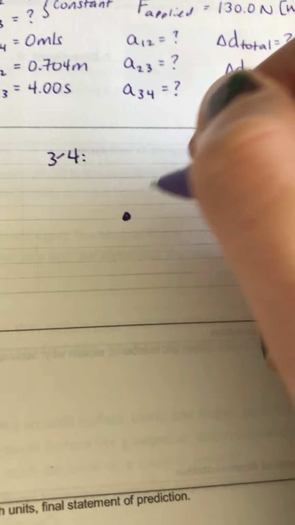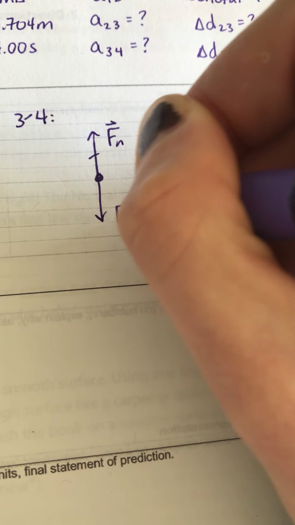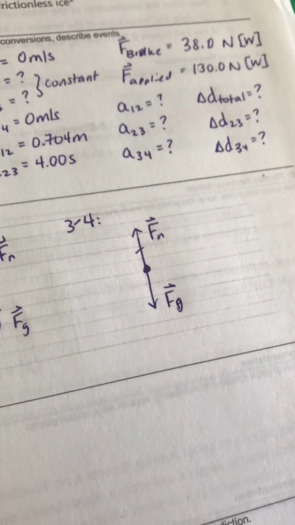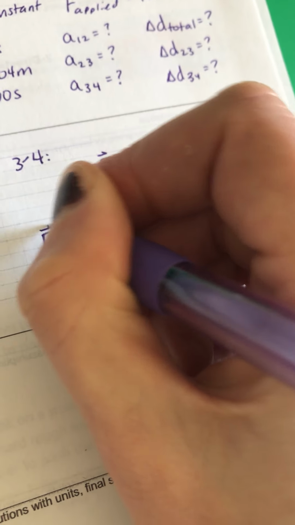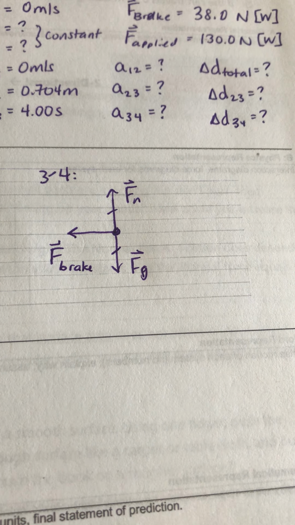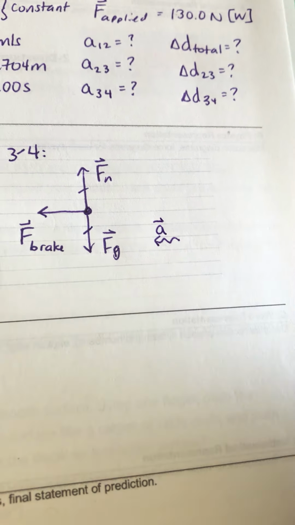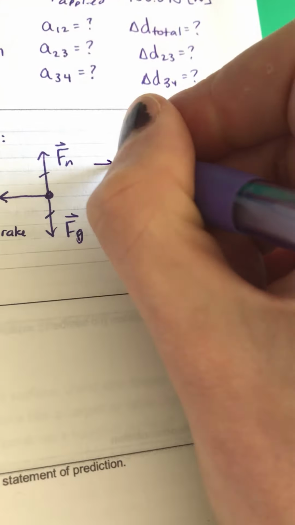And then events 3 to 4 is when the skater's braking. So the skater's still moving to the right, which means when I go to draw my braking force, that has to go to the, yes, you got it, to the left. Because if we're moving to the right and we're accelerating, if we're braking, that means we're slowing down. So my acceleration is backwards because I'm slowing down. Even though the motion's that way, net force is backwards, which means the object is slowing down.